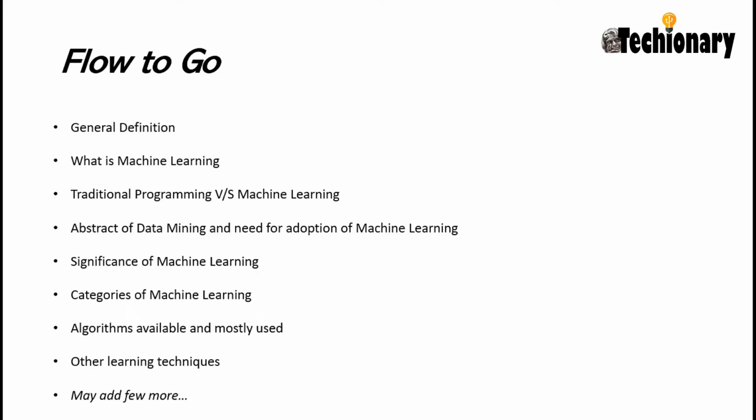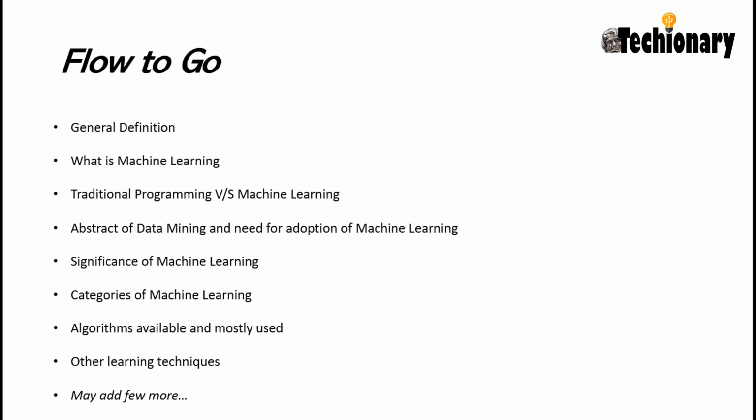This is what we are going to see: the general definition of machine learning and what is machine learning in formal, you mean textbook definition, and the comparison between traditional programming and machine learning, and the abstract of data mining, because machine learning is rooted from data mining. That is the reason I'm going to give an abstract on data mining, as well as the advancement of data mining, that is the need for adaptation of machine learning, is going to be explained. And the significance of machine learning in essence, and machine learning in real world applications is going to be explained in the topic.